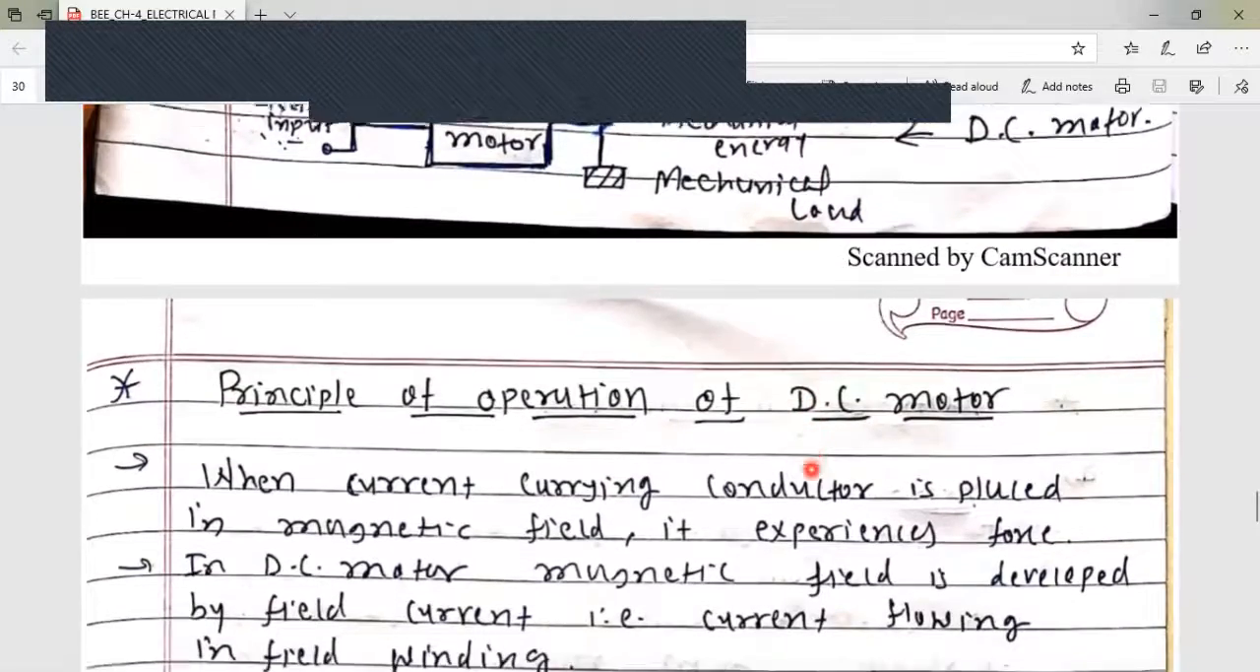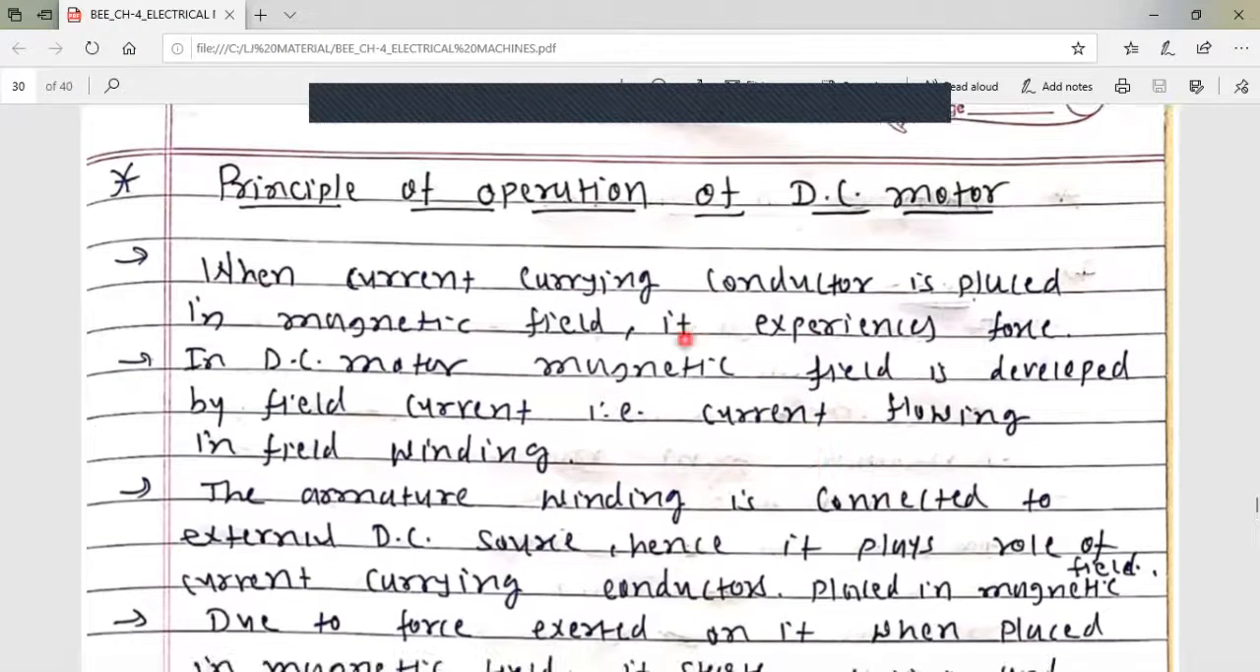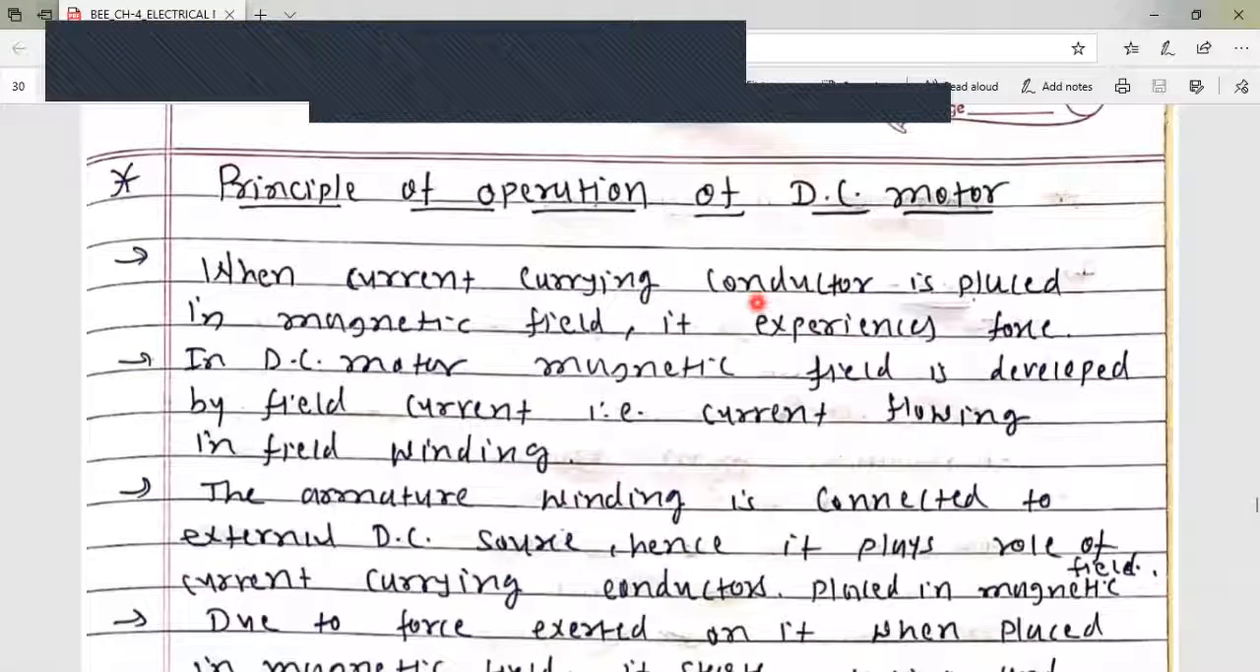Now, we discuss the principle of operation of DC motor. When a current carrying conductor is placed in a magnetic field, it experiences force. In a DC motor, the magnetic field is developed by the field current flowing through the field winding. So when we pass current through the field winding, it generates a magnetic field.